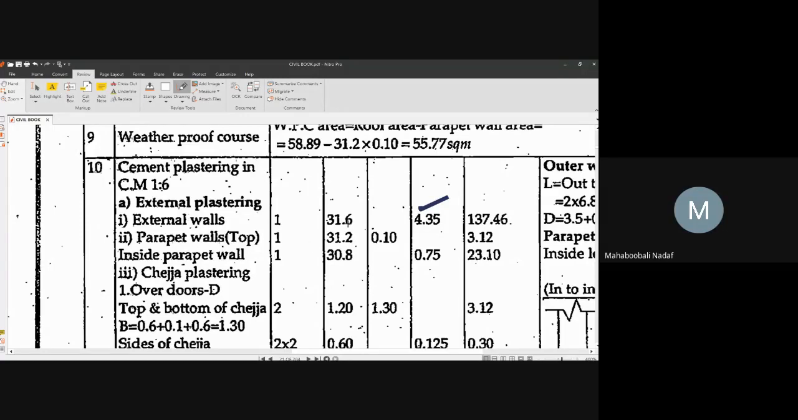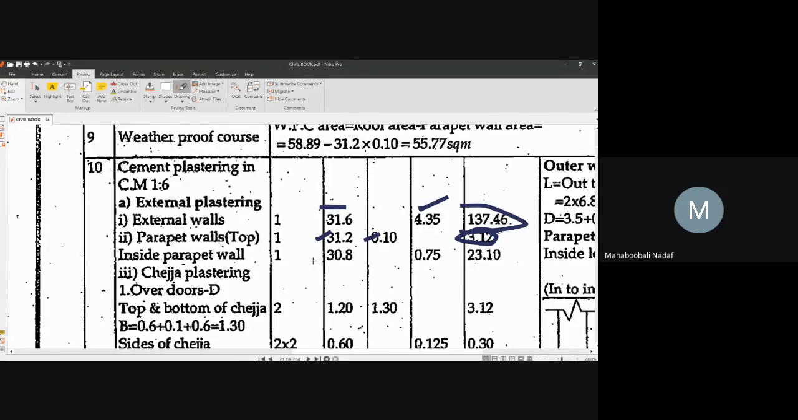4.35. What is this 31.6? Outside to outside length of the external wall, which is equal to the parapet length. This is 137. Now, the parapet wall's top portion is there, no? We have covered sidewise; we have to see the top side. The top side length of the parapet and top width is coming out to be 3.12.